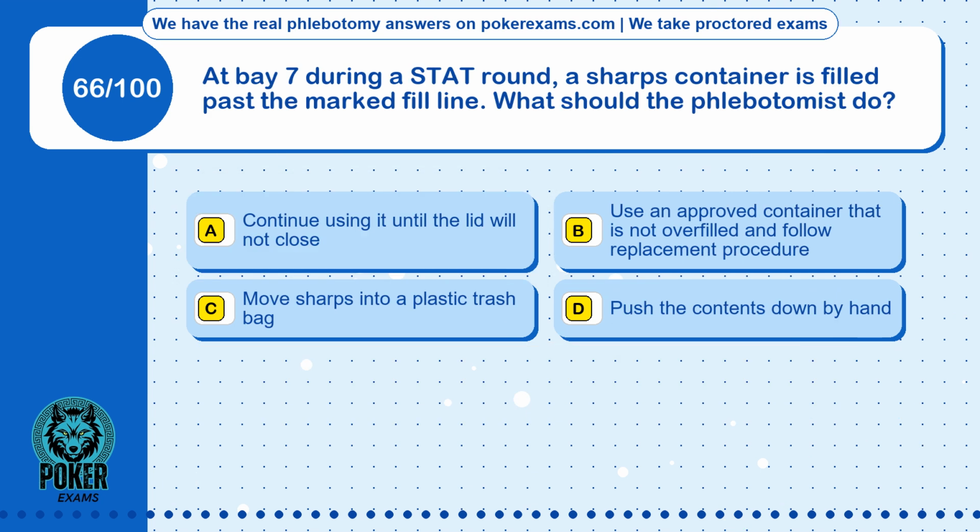Question 66. At Bay 7 during a stat round, a sharps container is filled past the marked fill line. What should the phlebotomist do? Option A, continue using it until the lid will not close. Option B, use an approved container that is not overfilled and follow replacement procedure. Option C, move sharps into a plastic trash bag. Option D, push the contents down by hand.